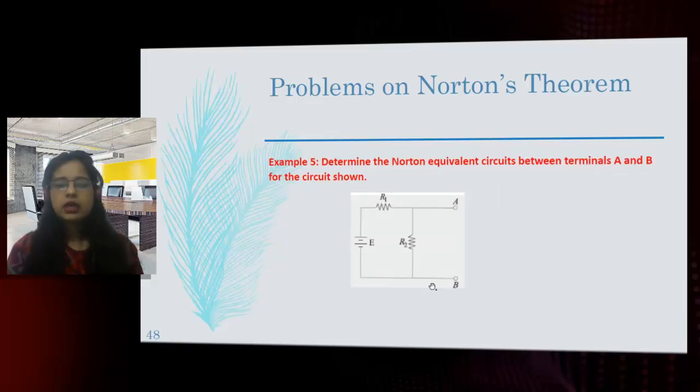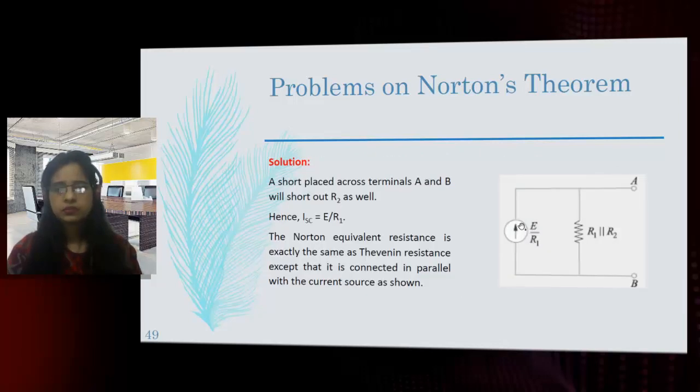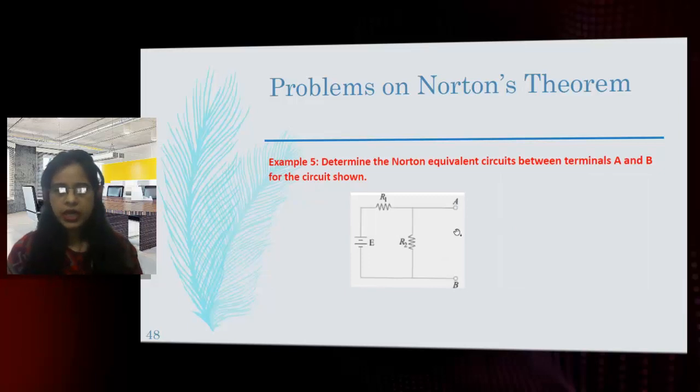Here you may ask that there is no load connected, but it is not required, because you are asked only to find the equivalent circuit, and for that no load is required. The load should have been between the open terminals A and B, and it is removed. So we'll directly short terminals A and B. We'll directly connect terminals A and B.